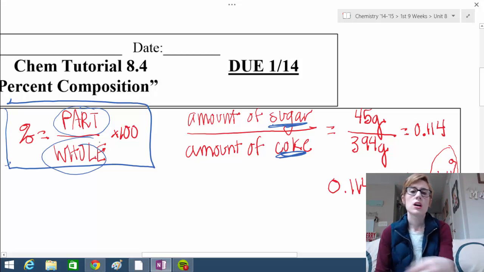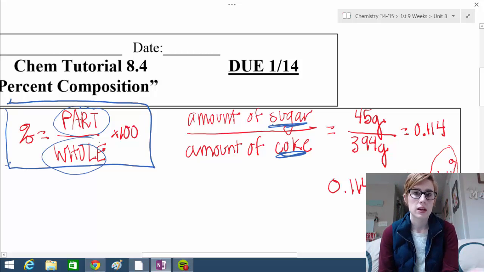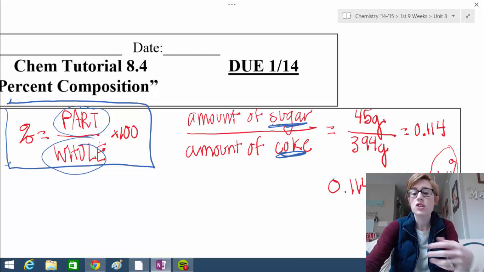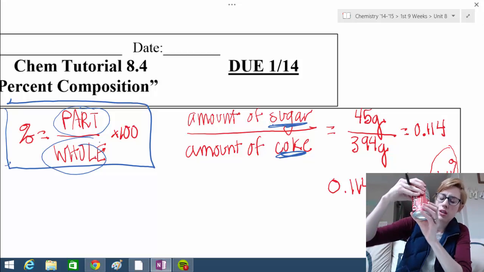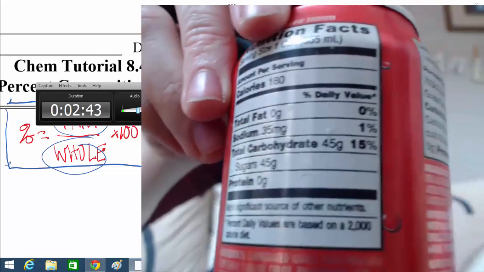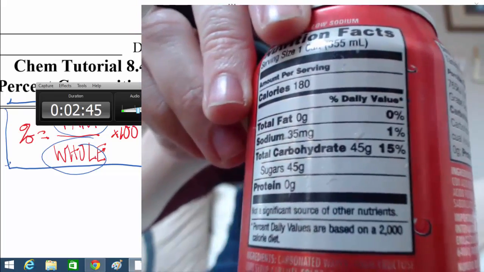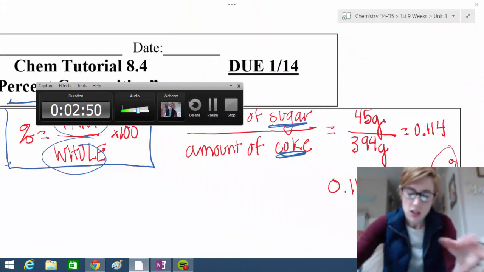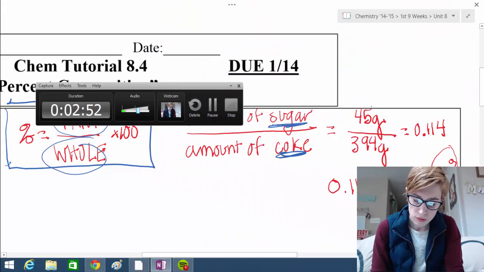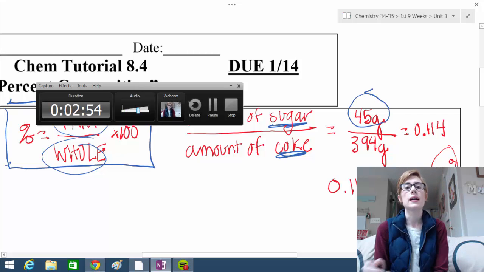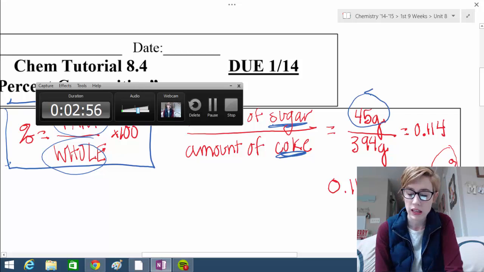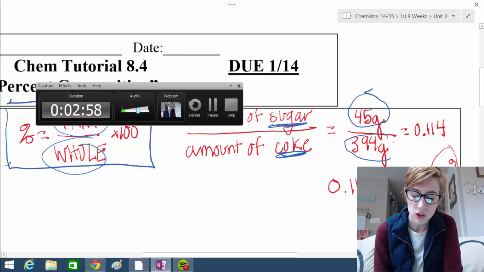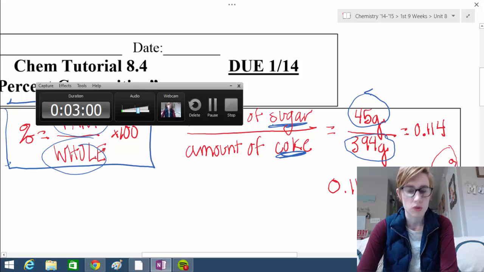Usually in percentage, in our class, we're going to be using grams. So I just looked on the nutrition facts label on this Coca-Cola. As you can see on the Coca-Cola can, there's 45 grams of sugar in this Coke. So that's going to be my part, and I labeled it right here, 45 grams. I measured the amount of Coke in a Coke can, and the total amount of Coke weighed 394 grams.